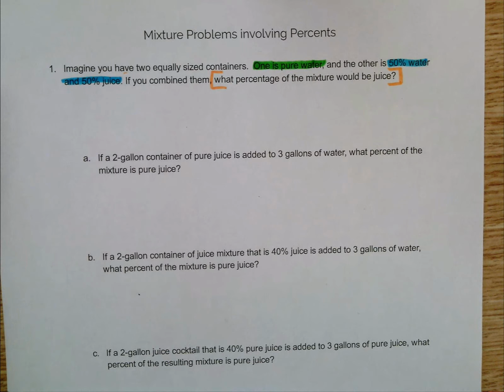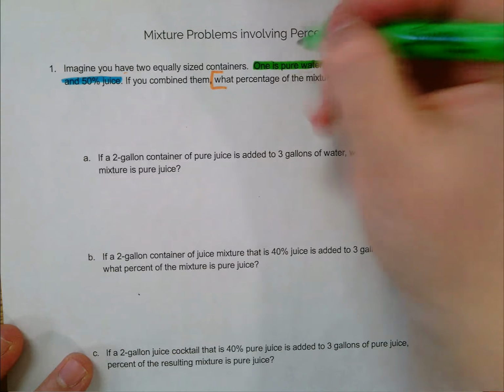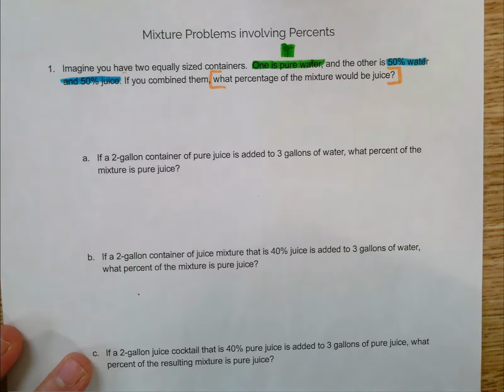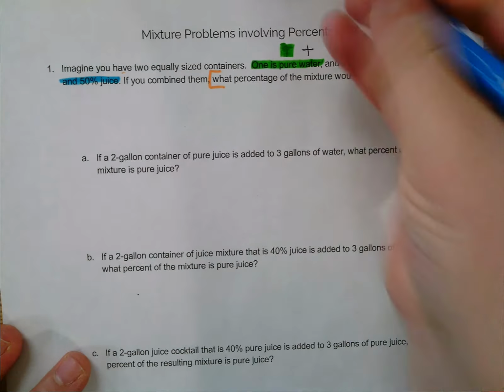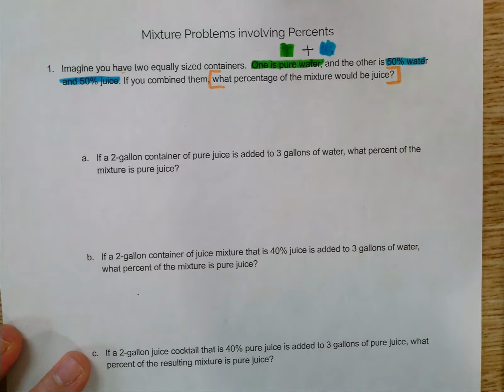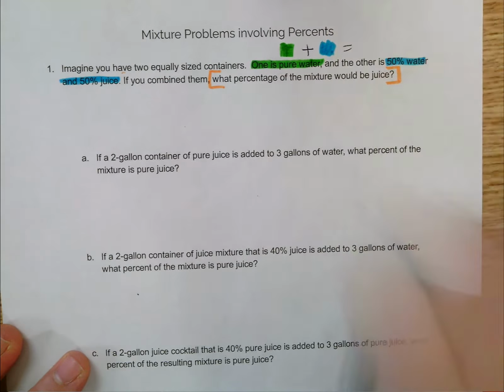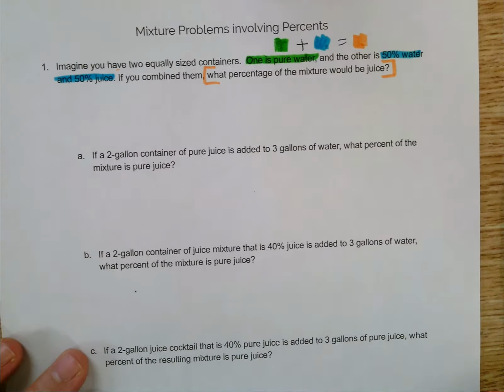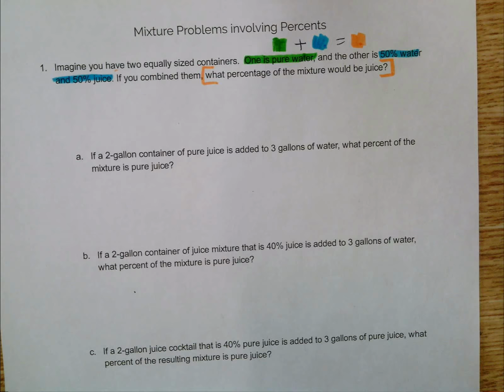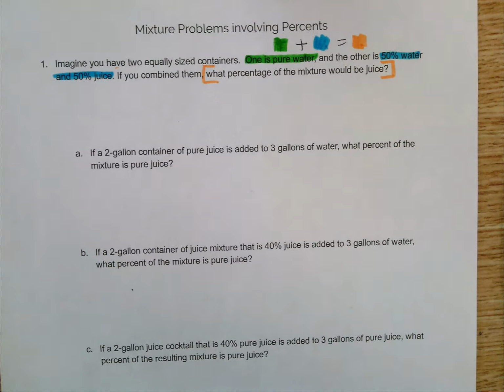So let's first figure out what we're doing. We're going to be adding one container that I'm representing with green to another container that I'm representing with blue, and it's going to give me a final container that I represent with orange. So we have to think about that addition relationship, and we need to represent it.